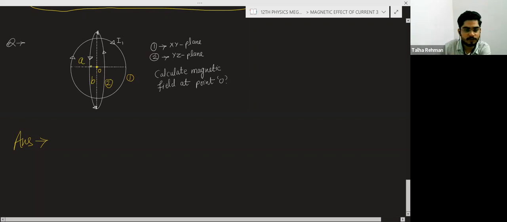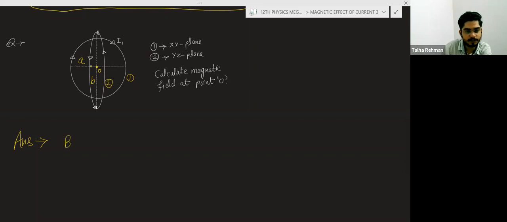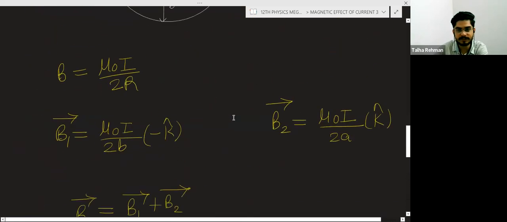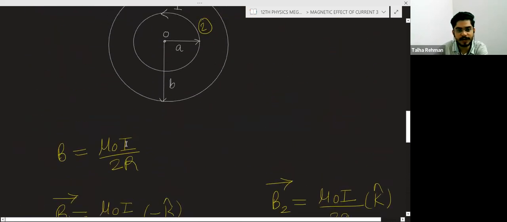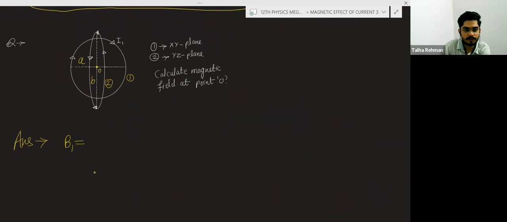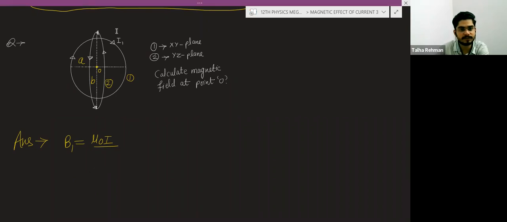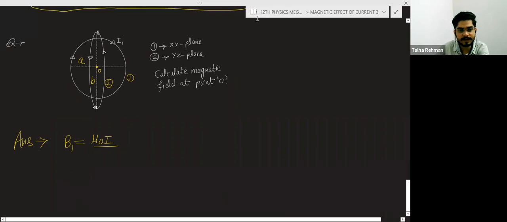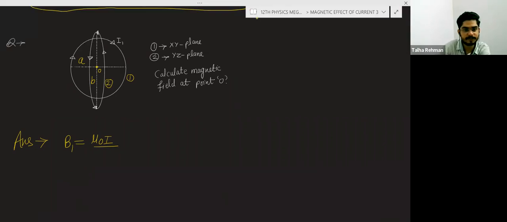What is the magnetic field at the center due to wire 1? Due to a circular wire, the formula is mu naught I divided by 2R. Here, take the current as I1 in the first wire and I2 in the second wire.